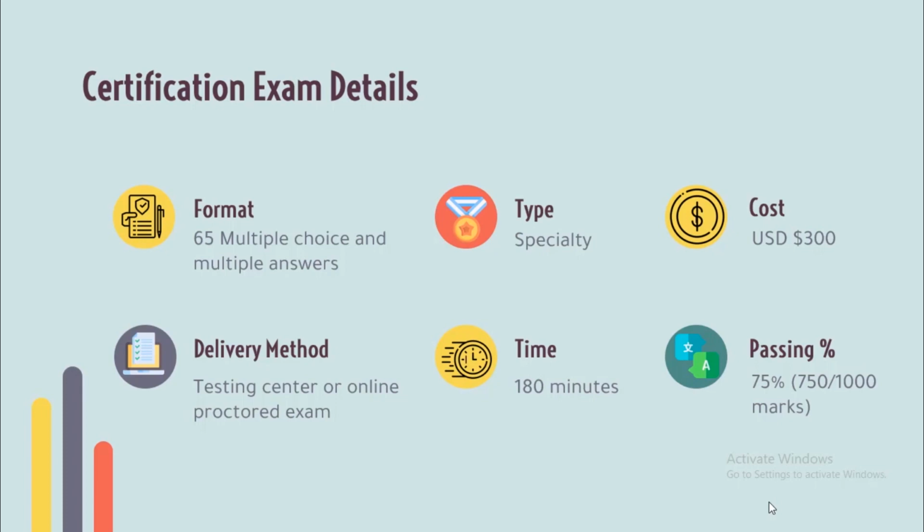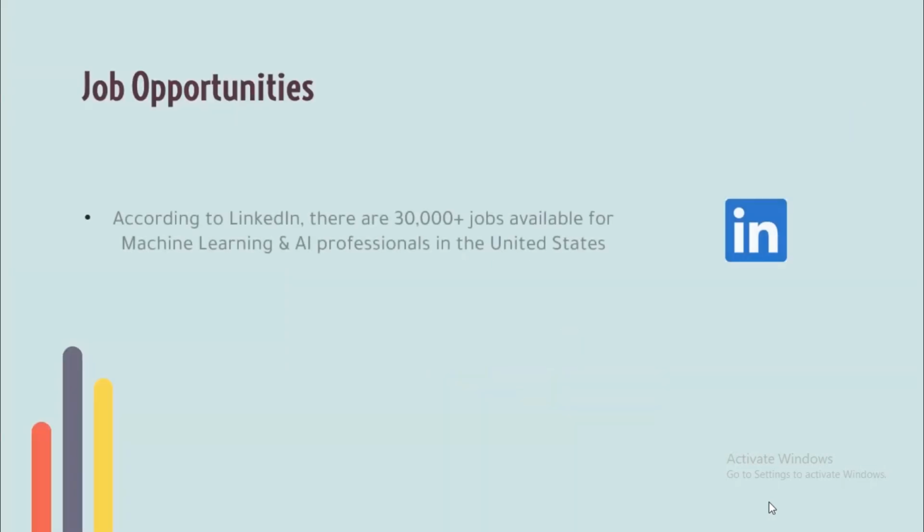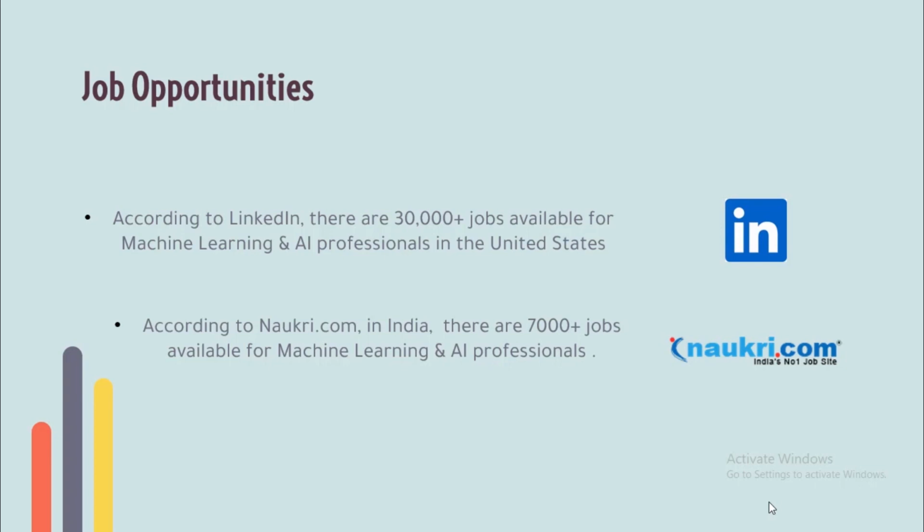Now you might have a question about the career scope after clearing the certification. So now we'll discuss the job scope and salary of an AWS machine learning engineer who clears the AWS machine learning specialty certification. Coming to job opportunities, according to LinkedIn, there are 30,000 plus jobs available for machine learning and AI professionals in the United States. And according to Naukri.com, in India, there are 7,000 plus jobs available for machine learning and AI professionals. So these numbers clearly state that there are a plethora of job opportunities for professionals who are into machine learning and AI.